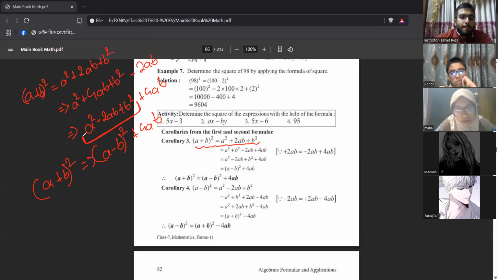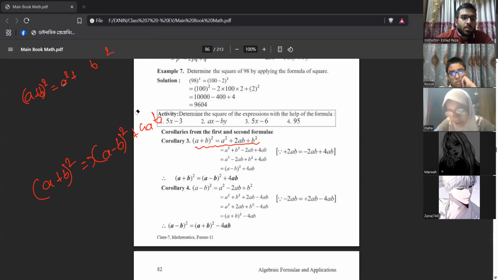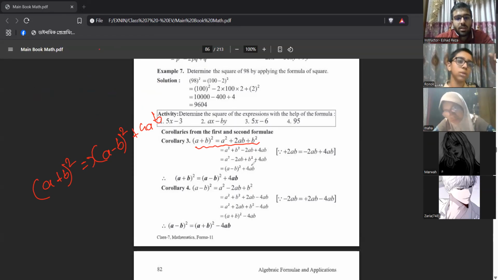Sir, this corollary is mainly used when the value of a minus b is given, but they are asking for a plus b, a whole opposite thing. Yeah. Then we will use it. Yes, you can use them.